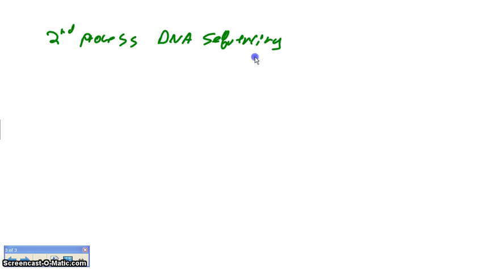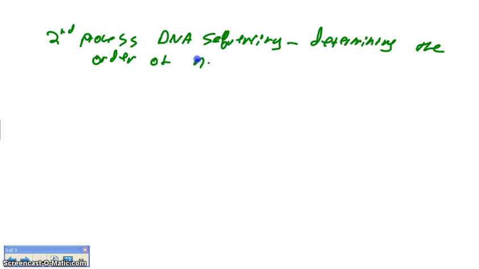And I'm not going to go very in depth. There's other really good videos out there that describe this process in depth. But basically, we can use the combination of PCR and gel electrophoresis, and we can determine the exact order of A's and T's and C's and G's in a piece of DNA. So DNA sequencing is determining the order of nucleotides. So A's and T's and C's and G's in a sample of DNA.